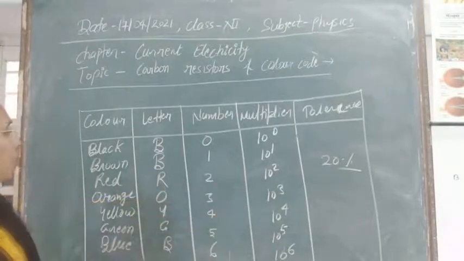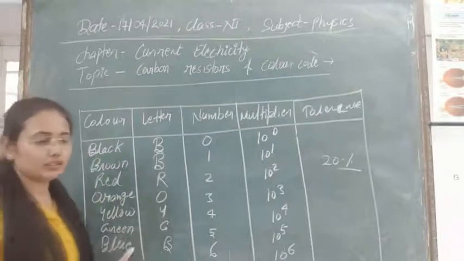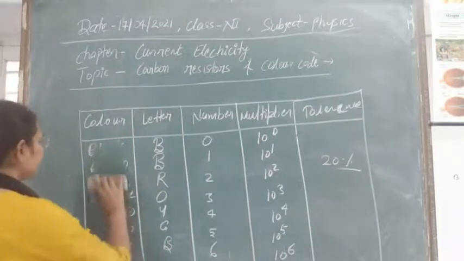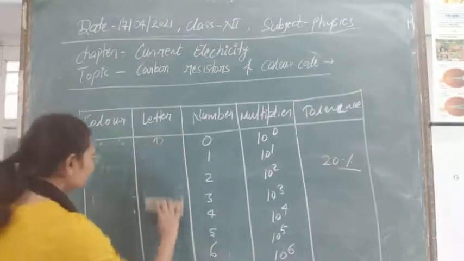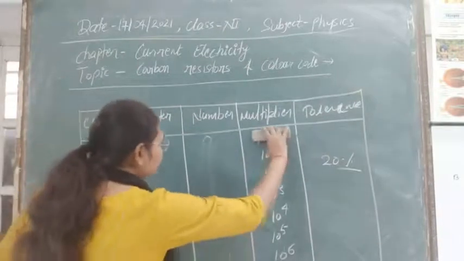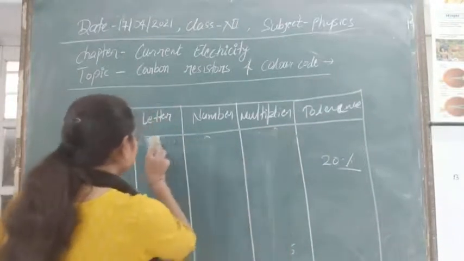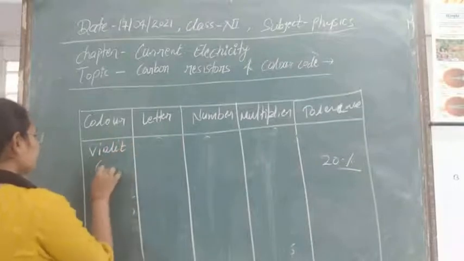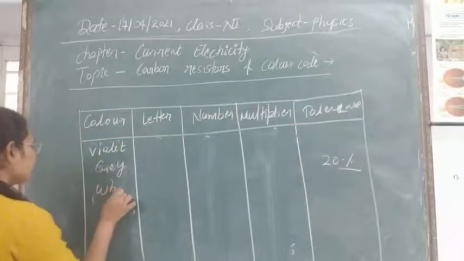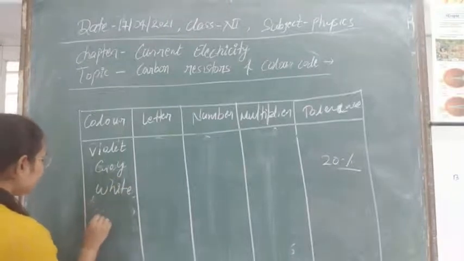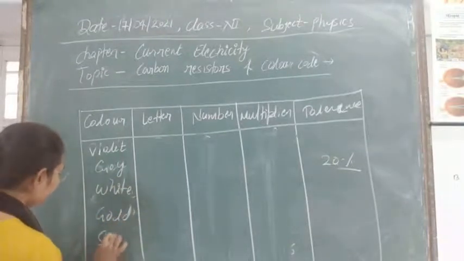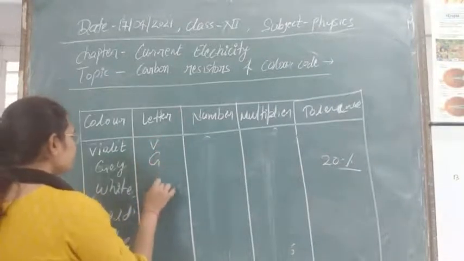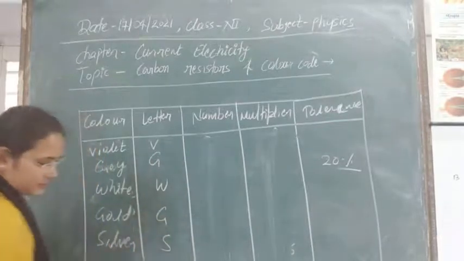First you have written it. So how can we actually use it to find out the resistance? Before finding that out, let's use the different colors that I just left, and see how we can write their numbers and multipliers. After the blue color we have violet, grey, white, and two more colors we have, that is gold and silver. So for violet, this is V, this is G, this is W, this is G, this is S for silver.